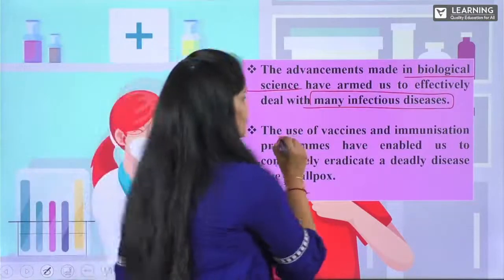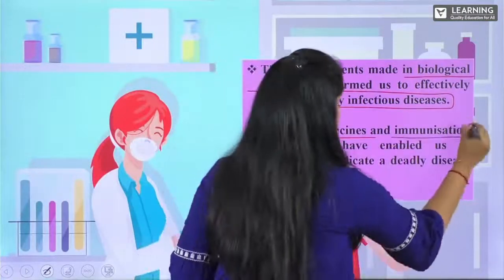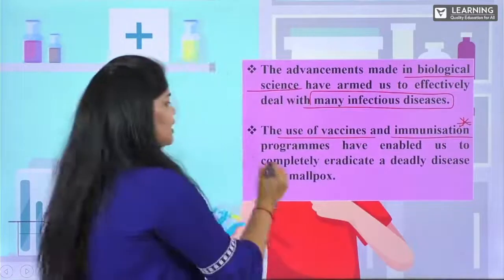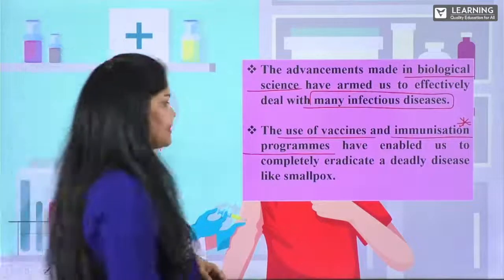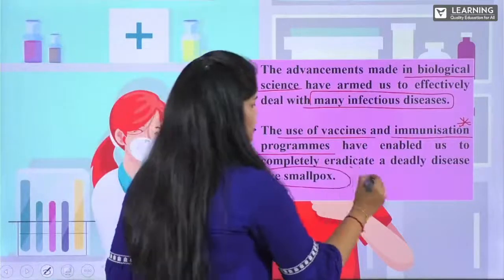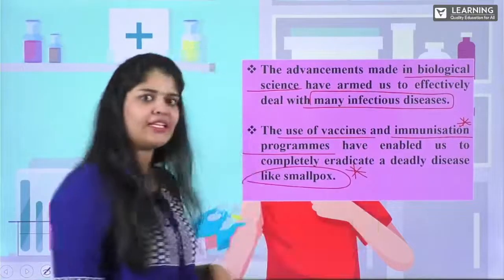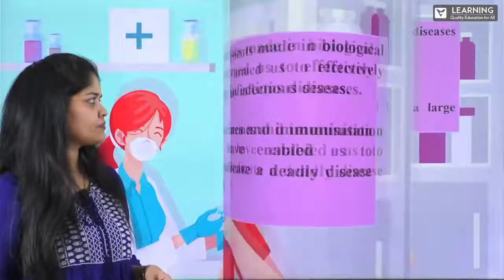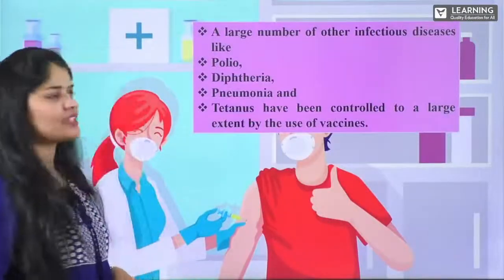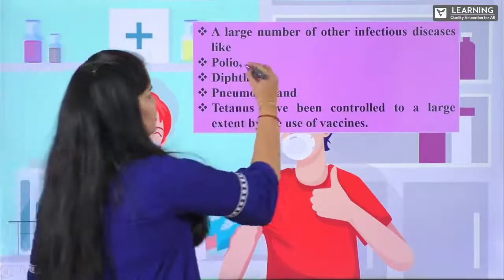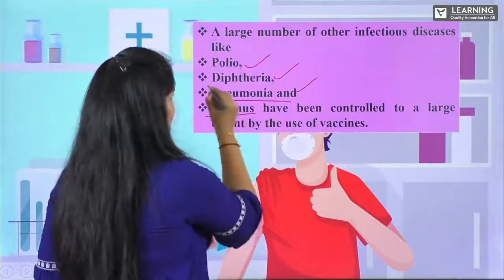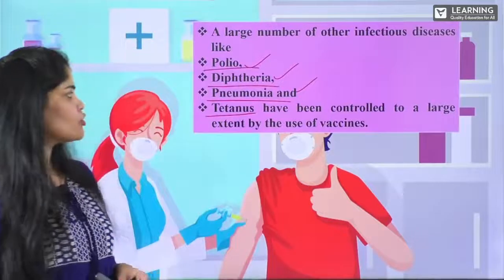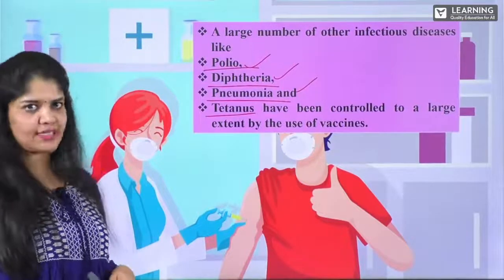The use of vaccines and immunization programs have enabled us to completely eradicate a deadly disease called smallpox. Smallpox has been completely eradicated. Now, a large number of other infectious diseases like polio, diphtheria, pneumonia, tetanus have been controlled to a large extent by the use of these vaccines.